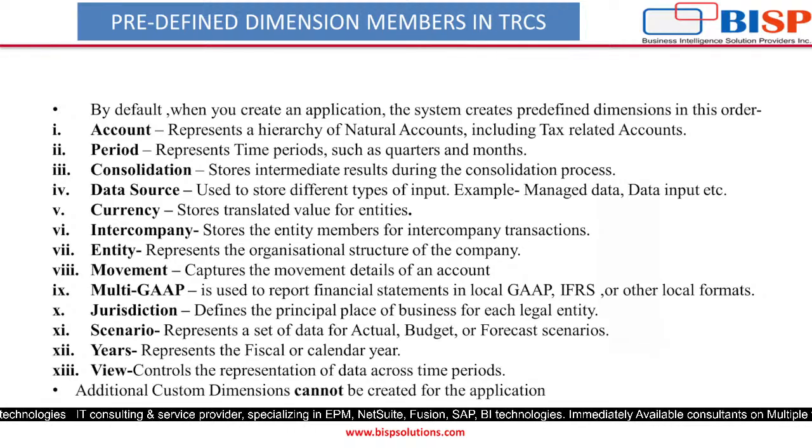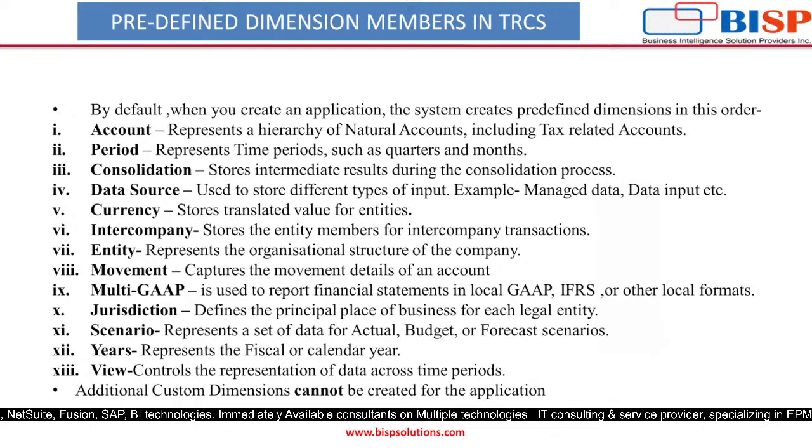Now next is currency. It will store the currency or translated values for all the entities. Now intercompany. It will store entity members for the intercompany transactions, in case there are any intercompany transactions between the legal entities. So we can assign this particular attribute, and then the data will be stored in the intercompany dimension. Seventh is entity. It represents the entire organizational structure of the company. The parent-child hierarchy will be present in this particular dimension.